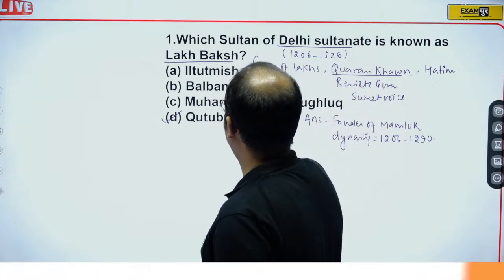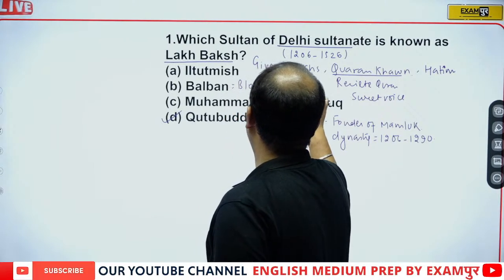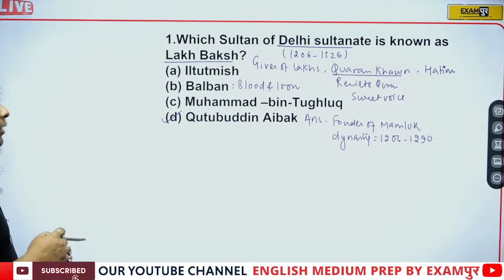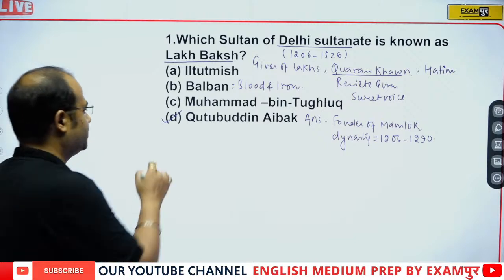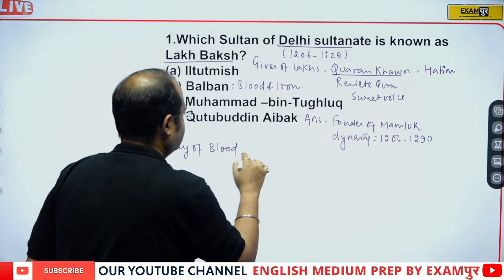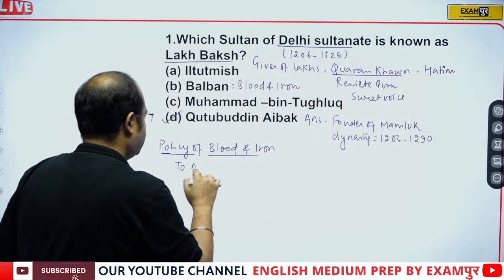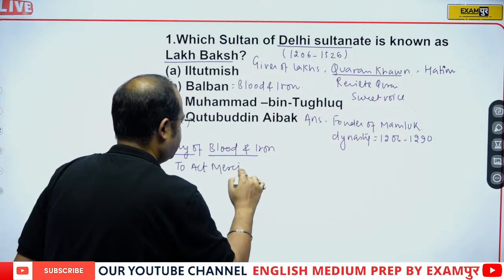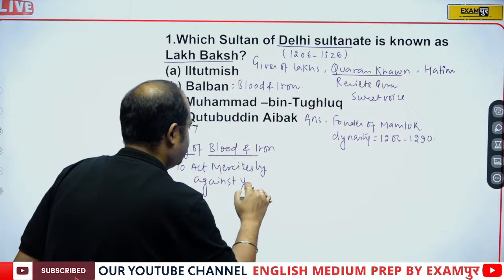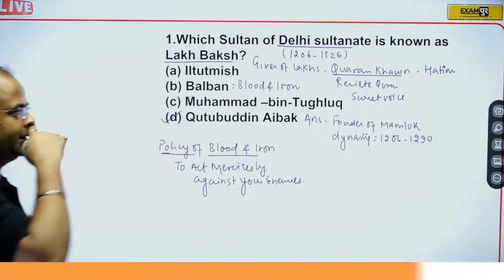And Balban propagated the theory of blood and iron. Blood and iron, guys, simply means to act mercilessly against your enemies. So the policy of blood and iron means to act mercilessly against your enemies.